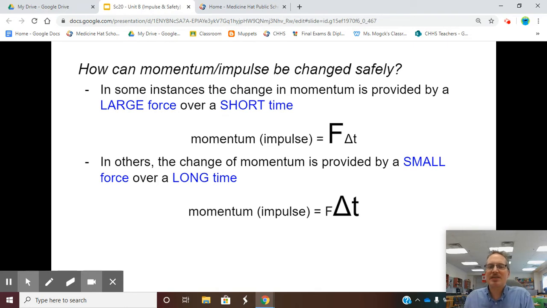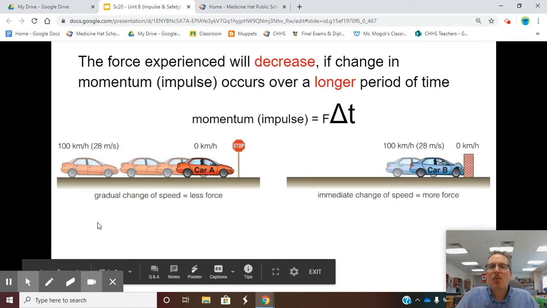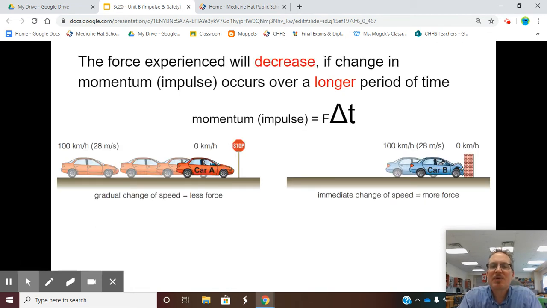Well, there's the opposite of this as well. In order to also have a large momentum, we could also have a very small force over a large amount of time. Because remember, multiplying these two numbers together, big number times small number, or small number times big number, we're still going to get the same amount of momentum. So one of these would have to change. Well, the force experienced will decrease if we change the amount of time to something longer.